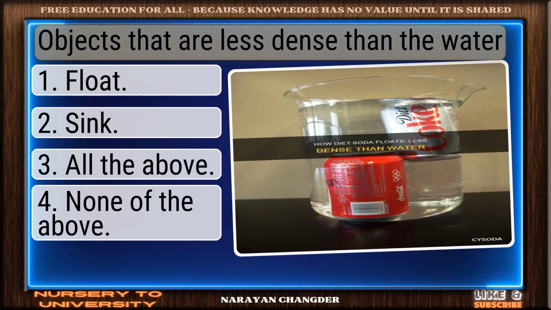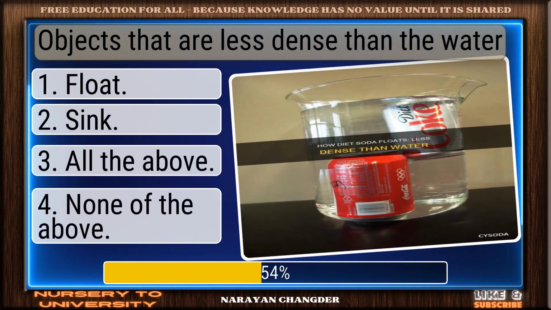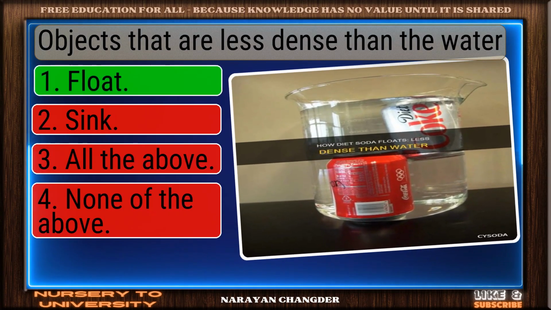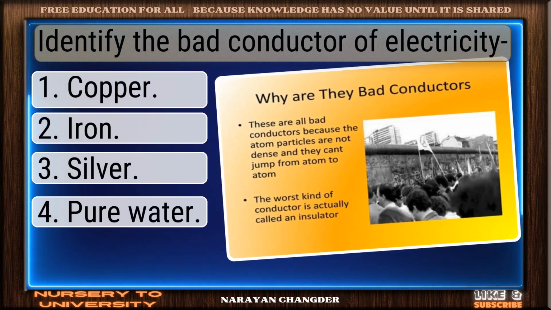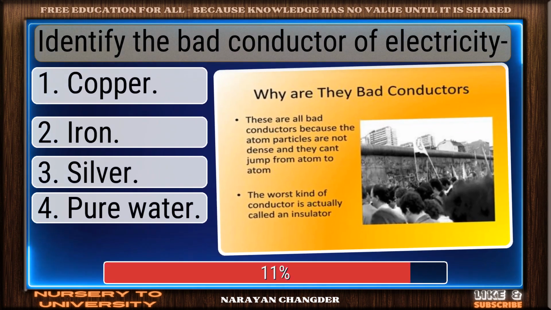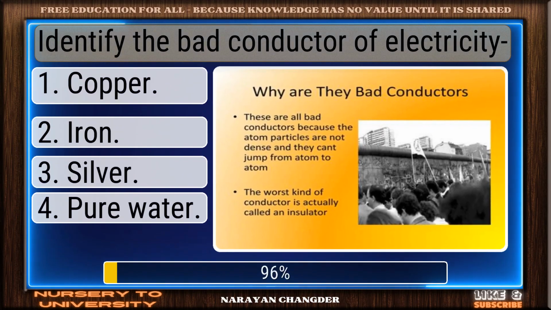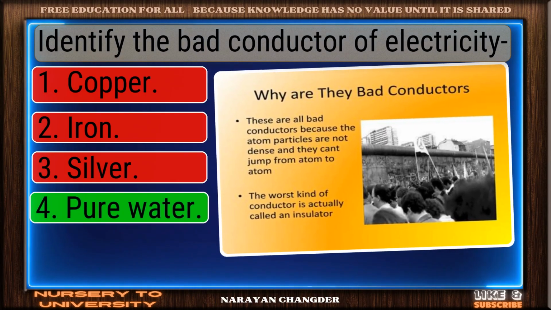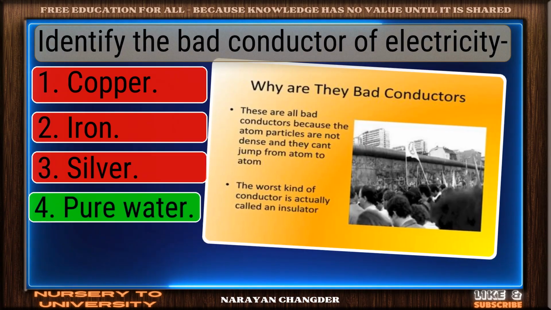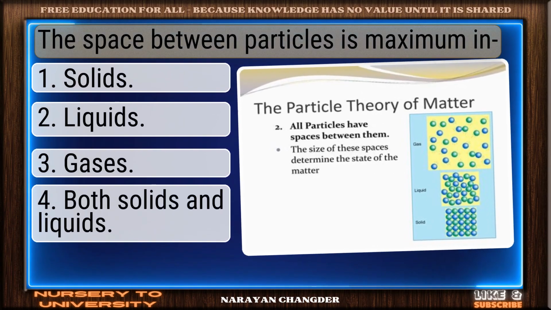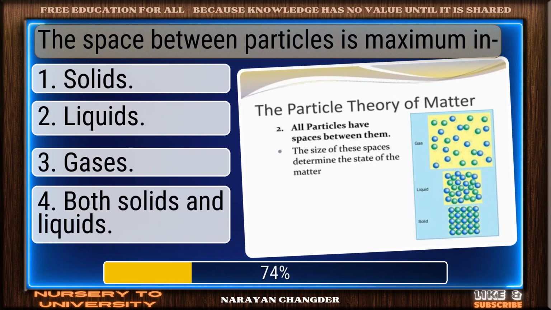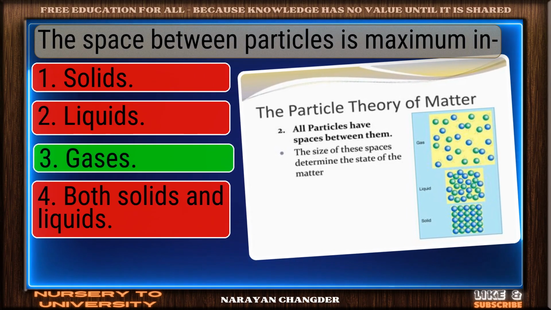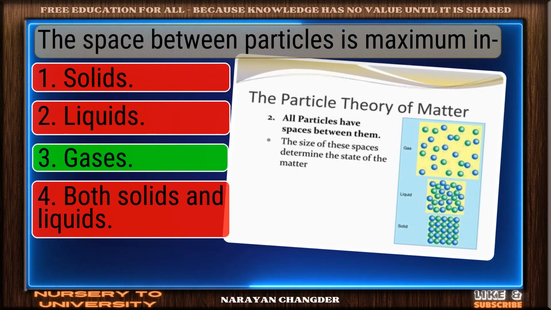Objects that are less dense than the water. Sharp thinking. Float is the right choice. Identify the bad conductor of electricity. You chose pure water. And it is correct. The space between particles is maximum in. Excellent choice. Gases is the right answer.